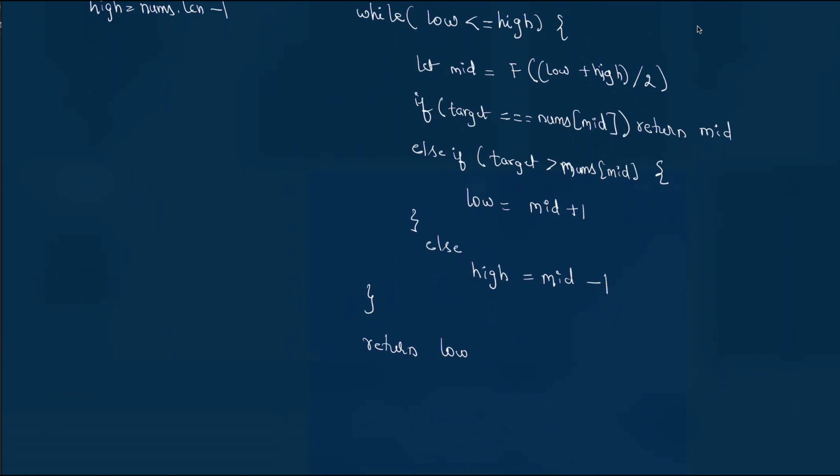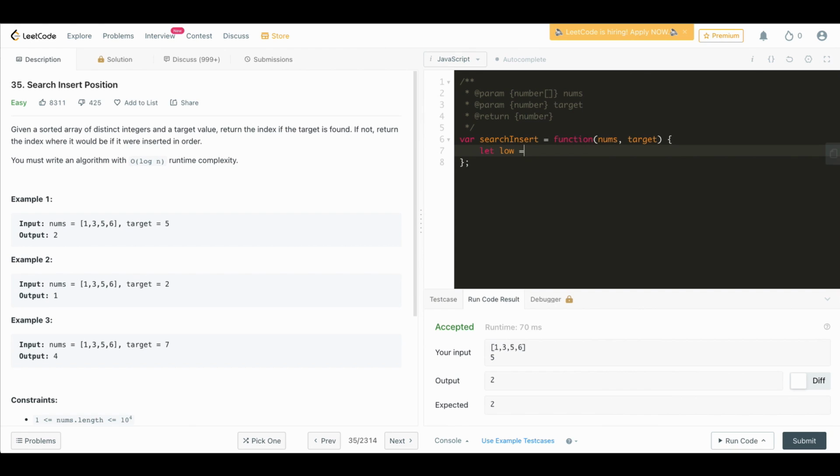Okay, let's code this up on Leetcode. Let low be equal to 0. We are taking the first index for low, and high will be nums.length - 1. We take the while condition for when we need to run this loop: while low is less than or equal to high. If low crosses high, then we need to exit the while loop. We calculate the mid every time we are inside the loop. We take Math.floor of low plus high by 2.